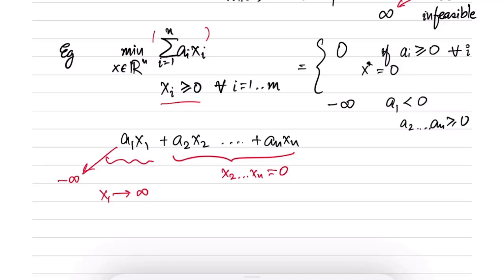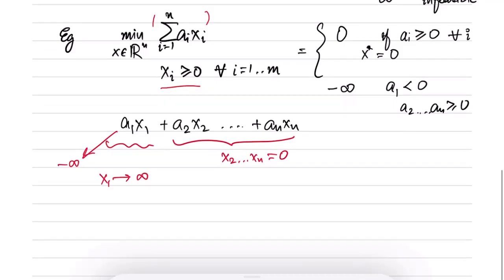So this is an example where the objective function could be minus infinity. Of course, it could be minus infinity when two of the ai's are less than 0, or many of the ai's are less than 0. So even if one ai is less than 0, then it is minus infinity or unbounded below.